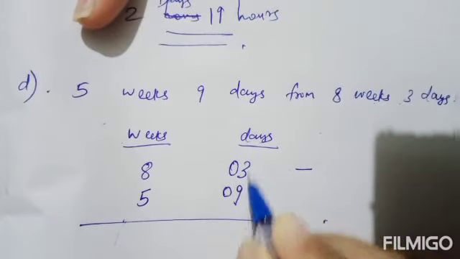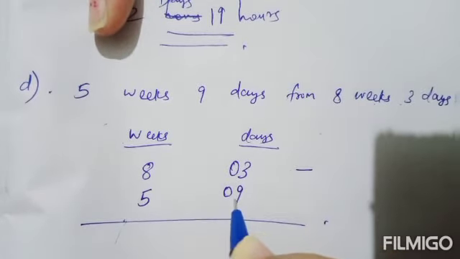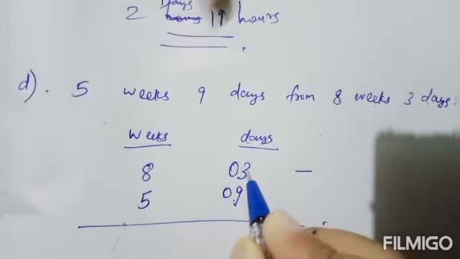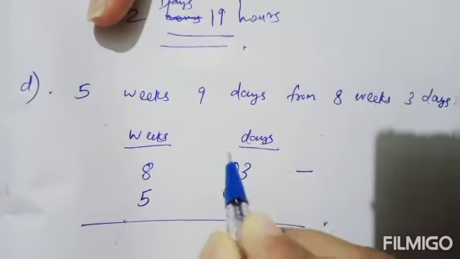So you can subtract the days column. From 3 you can't subtract 9. Smaller quantity is coming above. So what to do? 1 week you can take to this side.